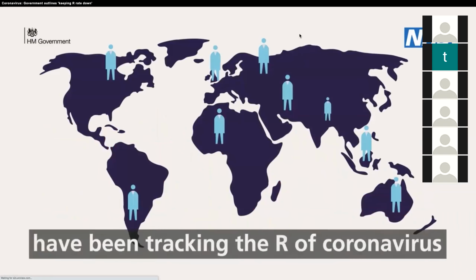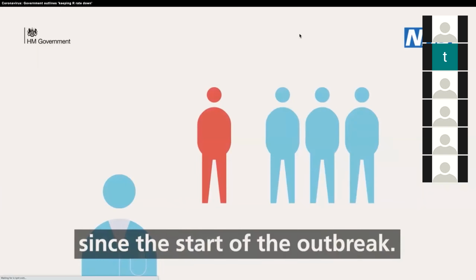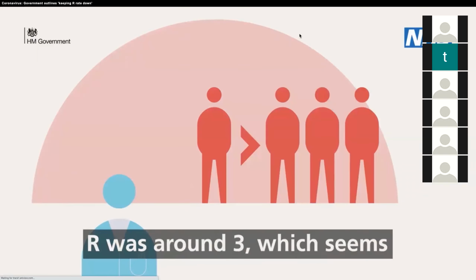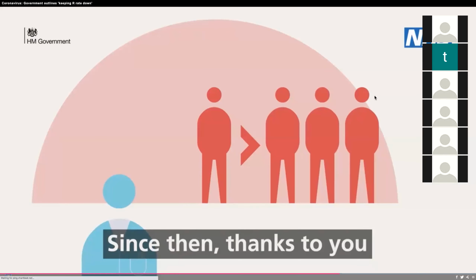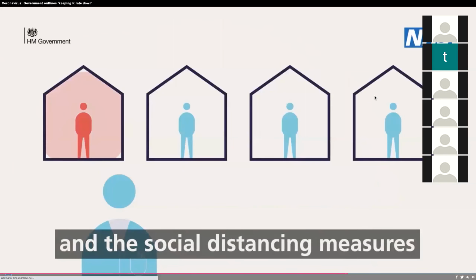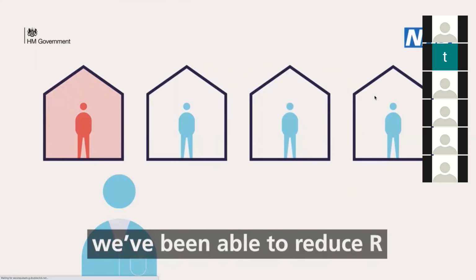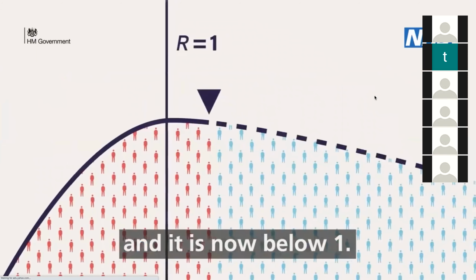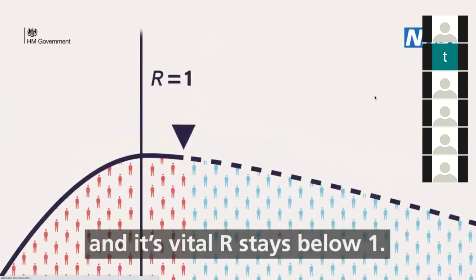Scientists around the world have been tracking the R of coronavirus since the start of the outbreak. In March, at its peak, R was around 3, which seems to be the natural rate for this virus. Since then, thanks to you and the social distancing measures you followed, we've been able to reduce R, and it is now below 1. But we've only just passed the peak of the virus, and it's vital R stays below 1.